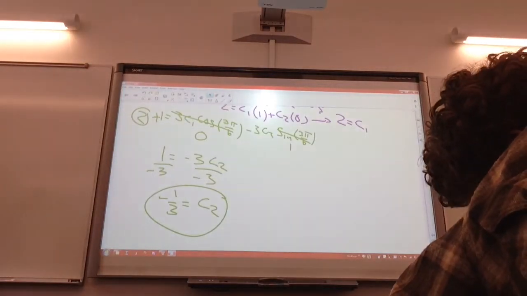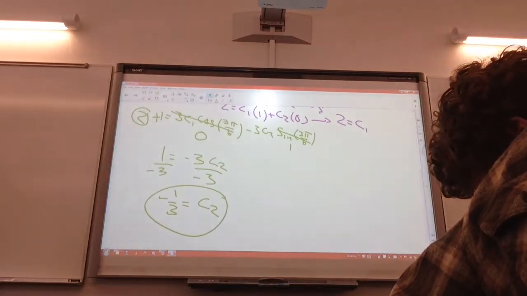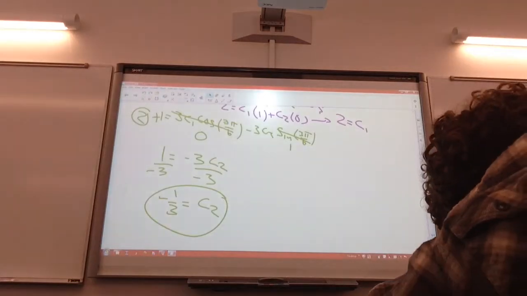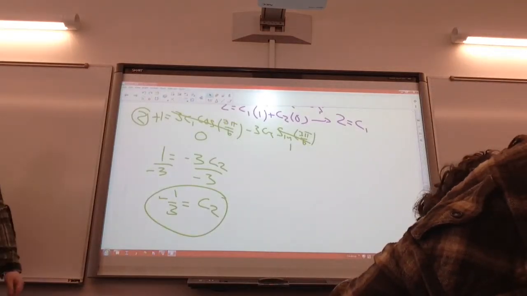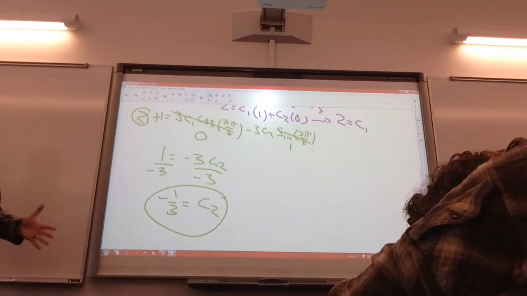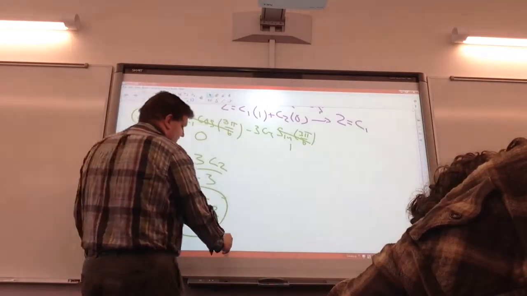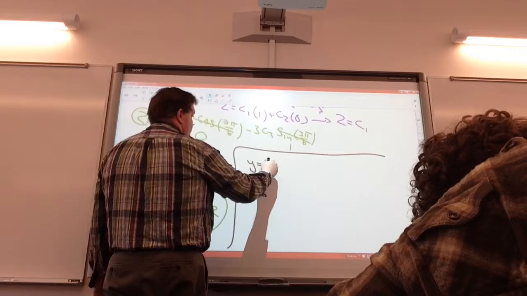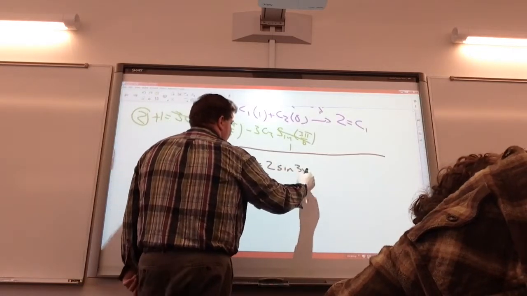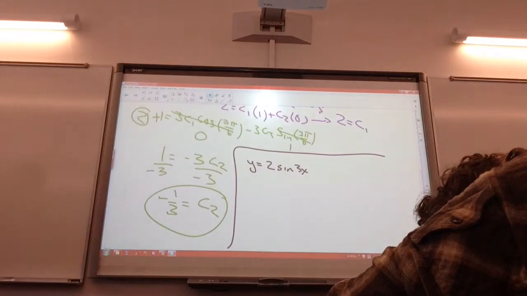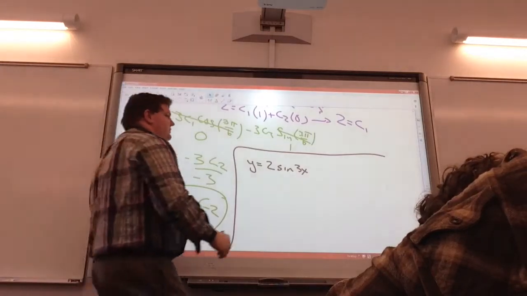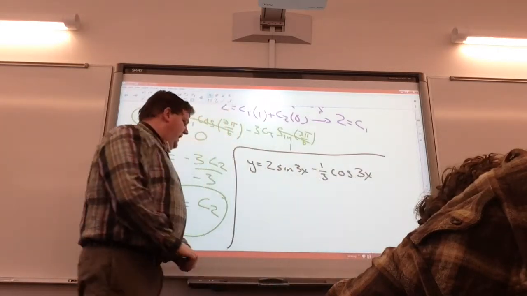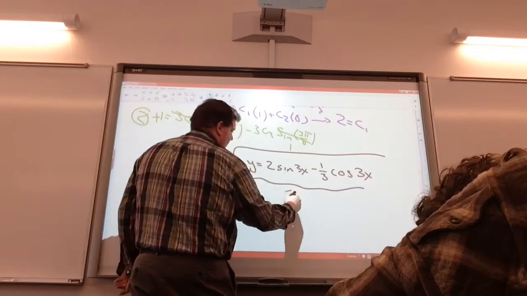And they usually give you the points if they're asking for a specific solution. By the way, technically speaking, even though I found what C1 and C2 were, I'm not actually done until I write out the full specific solution. So in order to be fully done with my answer here, I really ought to write out that y is equal to 2 sine of 3x, plus, so it would be minus 1/3 cosine of 3x. And so this is the full specific solution.